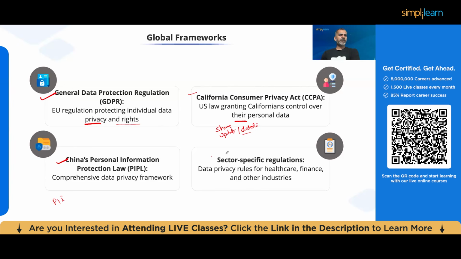And then there are some sector-specific regulations. The sector related to healthcare, the sector related to finance. So you must have heard about HIPAA. Guys, have you heard about HIPAA? It's basically a framework that governs how health data or patient data is shared across different entities. So you see, these are some global frameworks which are very popularly used across the globe to protect your data ethics principles, even your privacy rights and security measures.